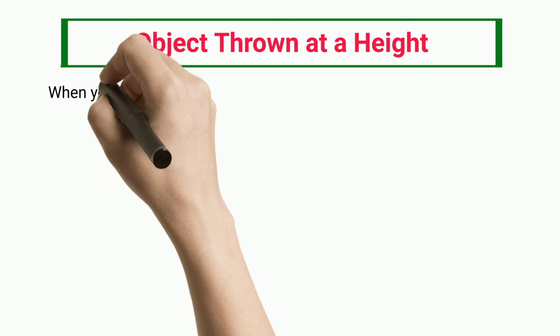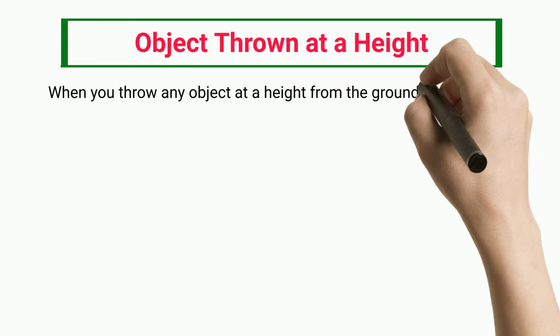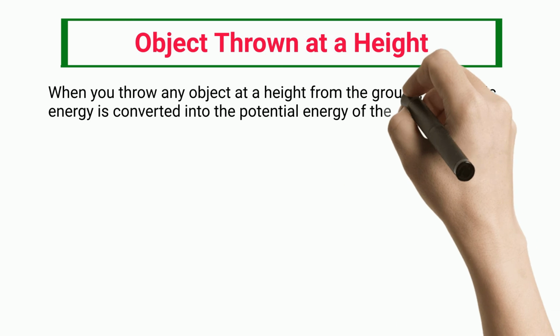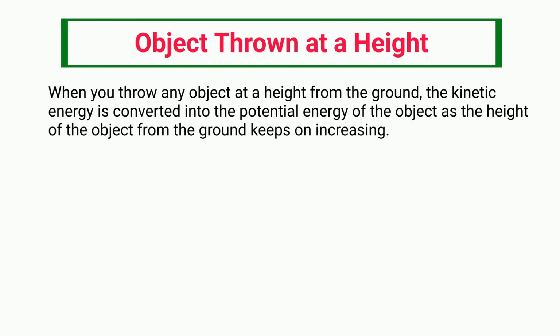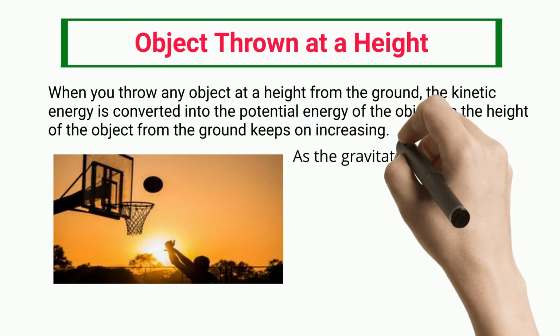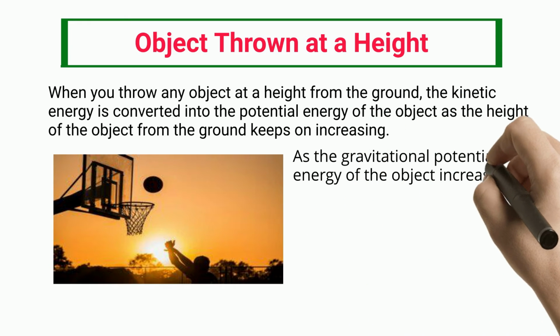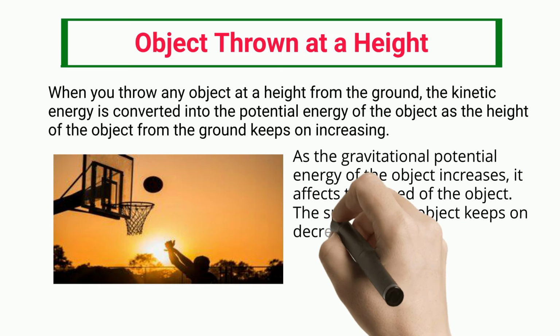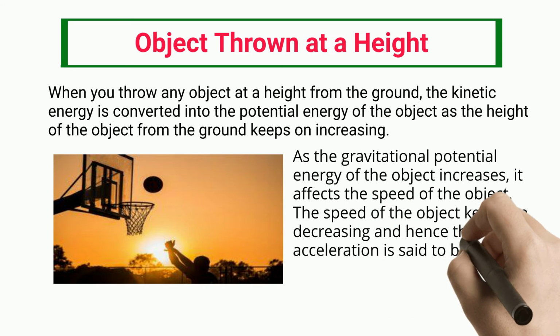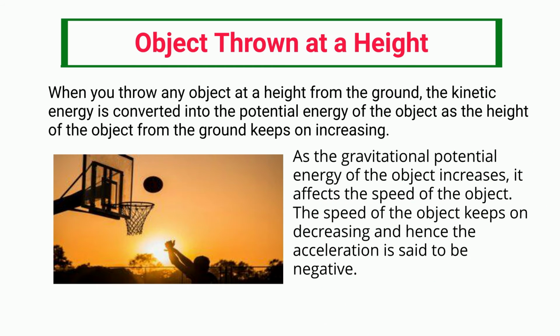Object thrown at a height. When you throw any object at a height from the ground, the kinetic energy is converted into the potential energy of the object as the height of the object from the ground keeps on increasing. As the gravitational potential energy of the object increases, it affects the speed of the object. The speed of the object keeps on decreasing, and hence the acceleration is said to be negative.